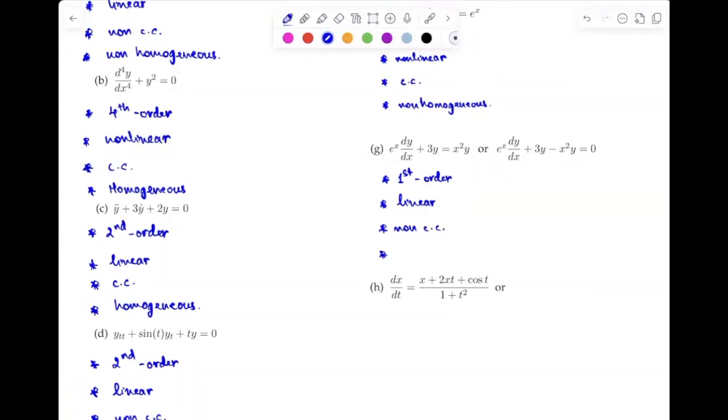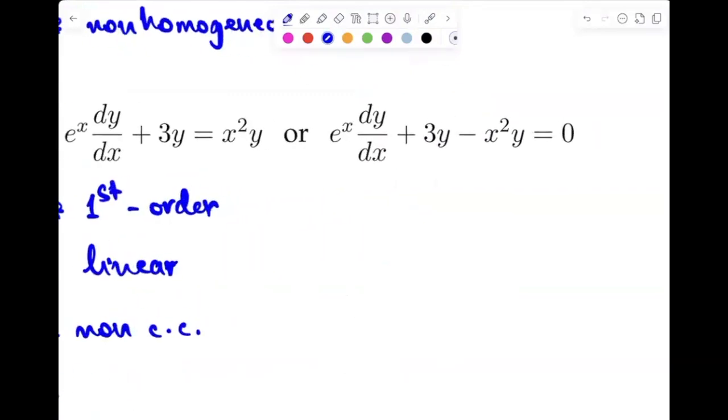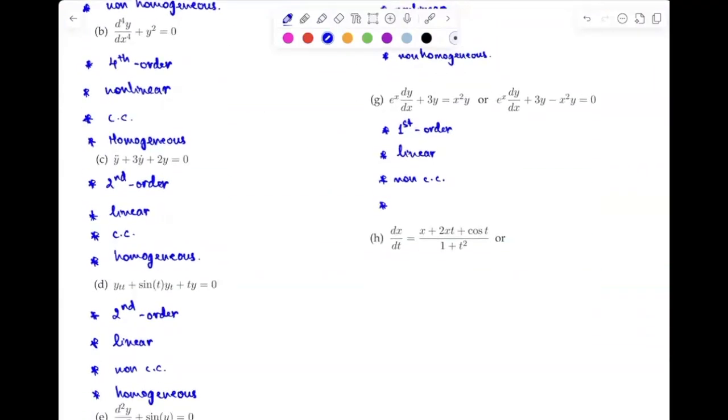The last one, because you need to move everything related to the dependent variable and its derivative to one side of the equation, on the right-hand side it's going to be 0. Therefore, this is the homogeneous differential equation.